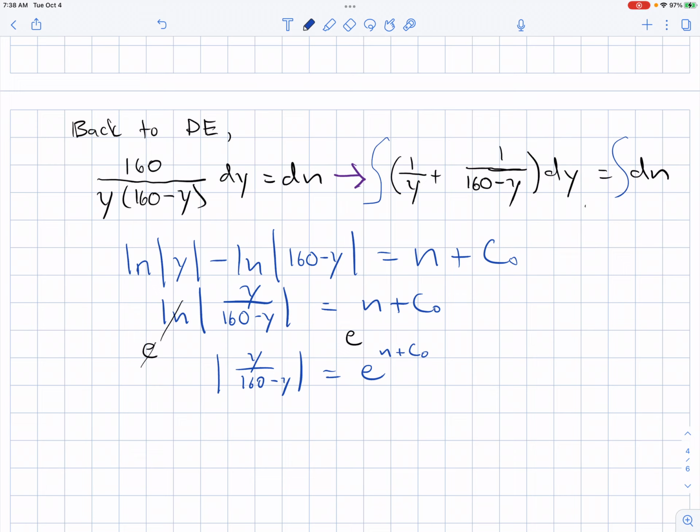which we can simplify. And notice this is just addition. The exponent on this side here is just addition of exponents, and we can actually write that as e to the c sub 0 times e to the n, which I'm going to do. And then also on top of that, absolute value essentially means plus or minus. So rewrite, getting rid of the absolute value, we can just write y over 160 minus y being equal to plus or minus e to the c sub 0 times e to the n.